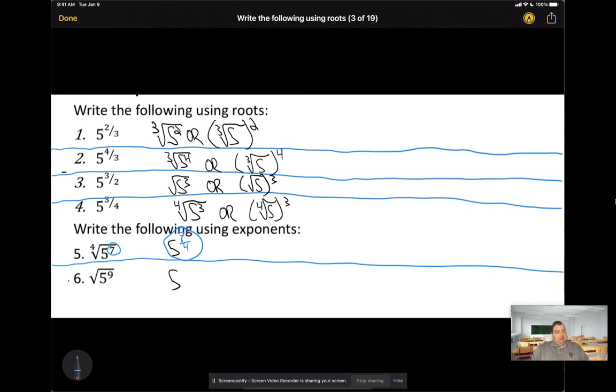On number 6, notice there's no root indicated here, so this tells me it's a square root. The denominator tells me the root, so it works the same way in the opposite direction. So the denominator is going to be a 2, and thus the numerator is going to be a 9. So number 6, the answer is going to be 5 to the power of 9/2. So 5 to the power of 7/4 and 5 to the power of 9/2. That is it for this lesson.